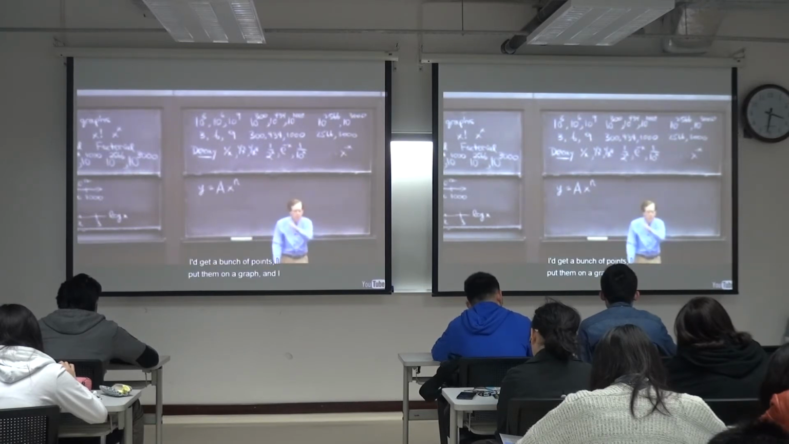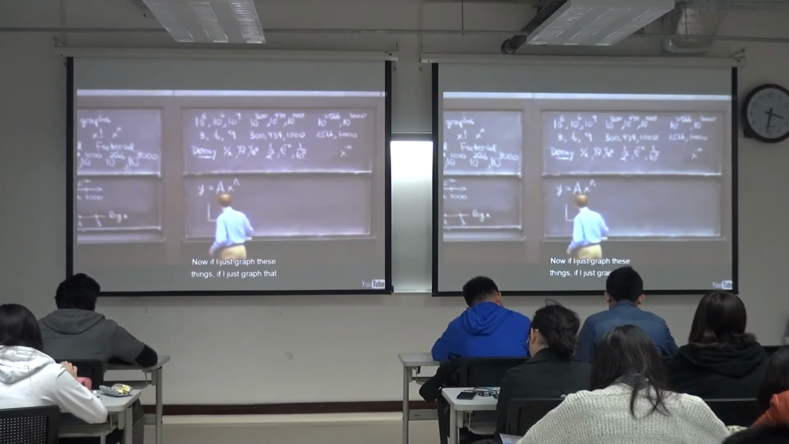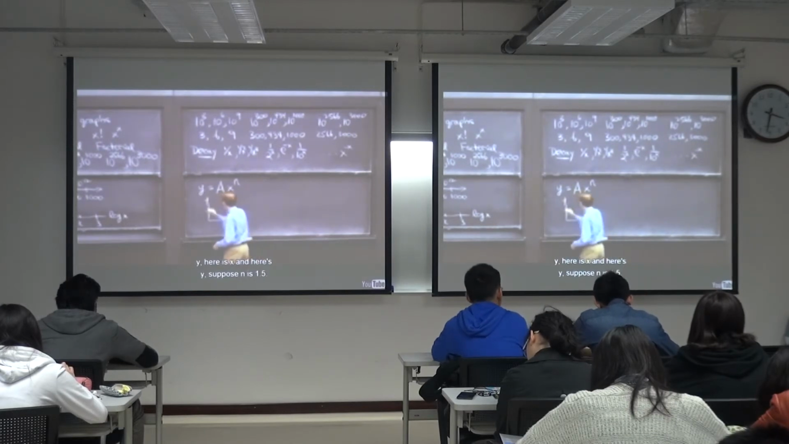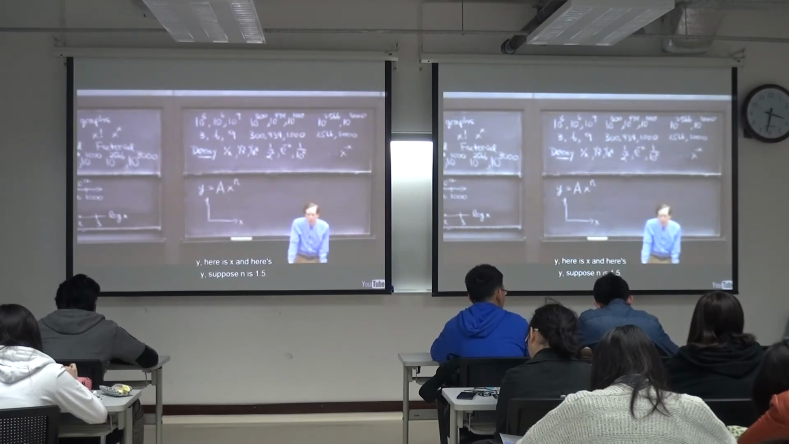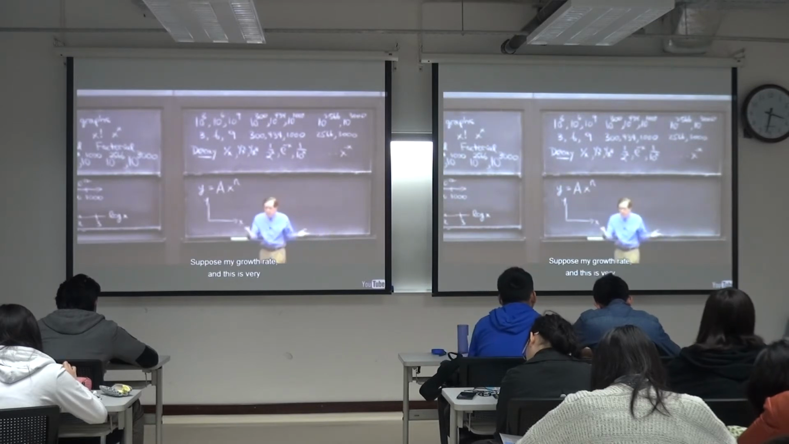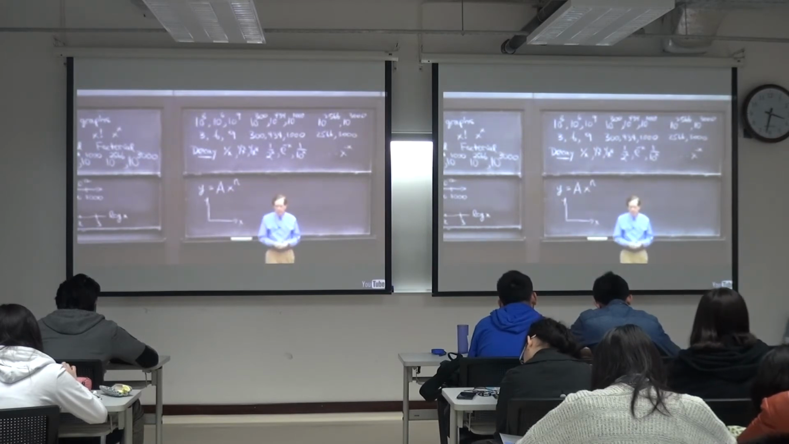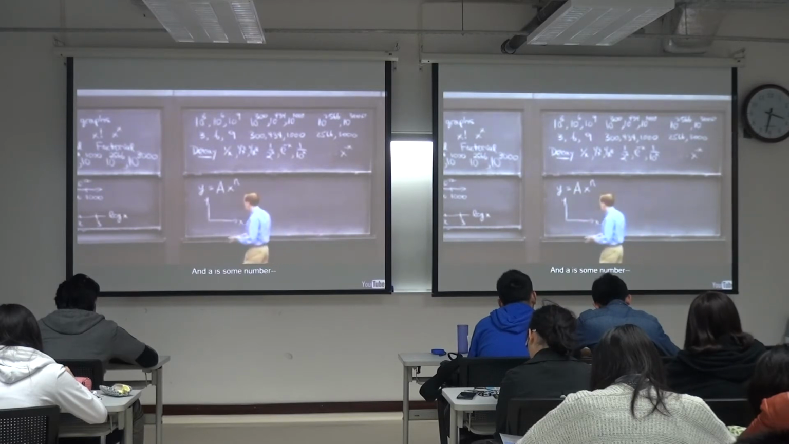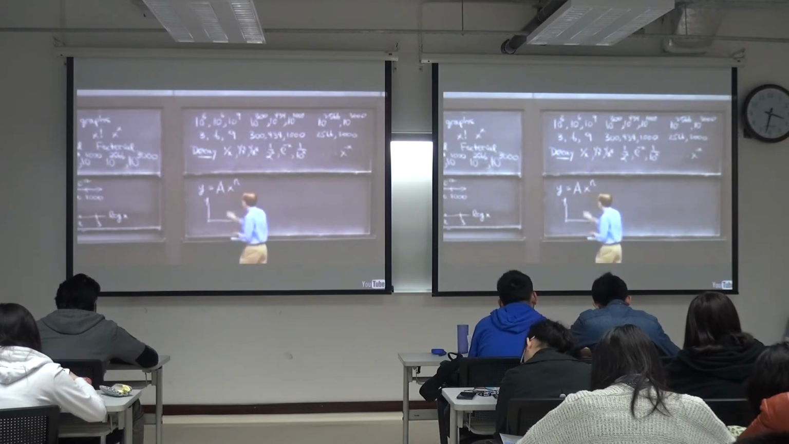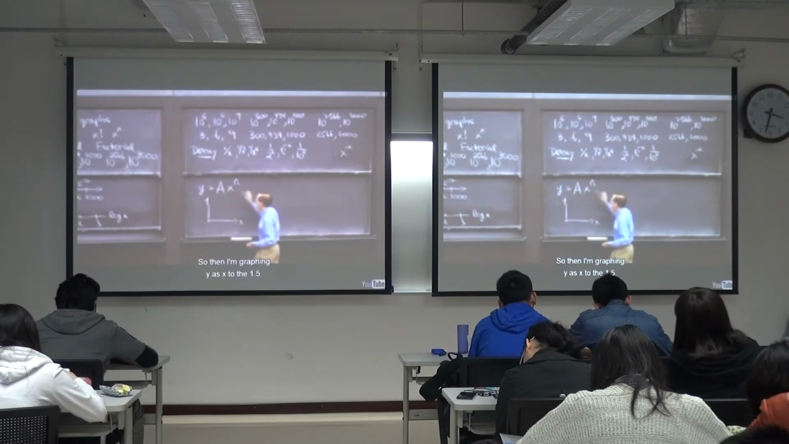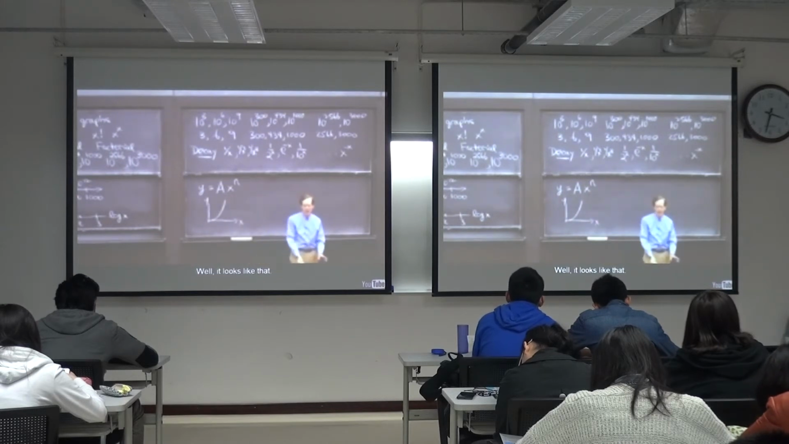Okay, I would graph it. I get a bunch of points, I put them on a graph, and I look at the graph. Now, if I just graph that y, here's x and here's y, suppose n is 1.5. Suppose my growth rate, and this is very possible, is x to the 1.5. And a is some number, who knows, could even be 1. Suppose a was 1. So I'm graphing y as x to the 1.5. What does that look like? Well, it looks like that.